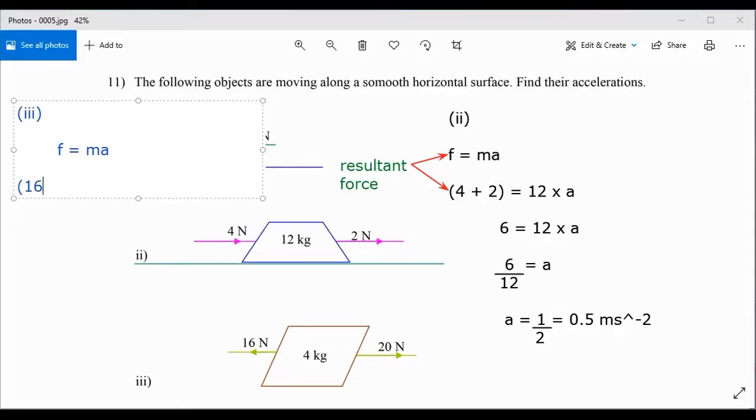Bigger force minus smaller force. So what is the resultant force? Very good. 20 minus 16. 20 minus 16 is the resultant force. Mass is 4. Acceleration a. So 20 minus 16 is 4 equals 4 times a. So 4 and 4 cancel. 4 divided by 4 is 1.